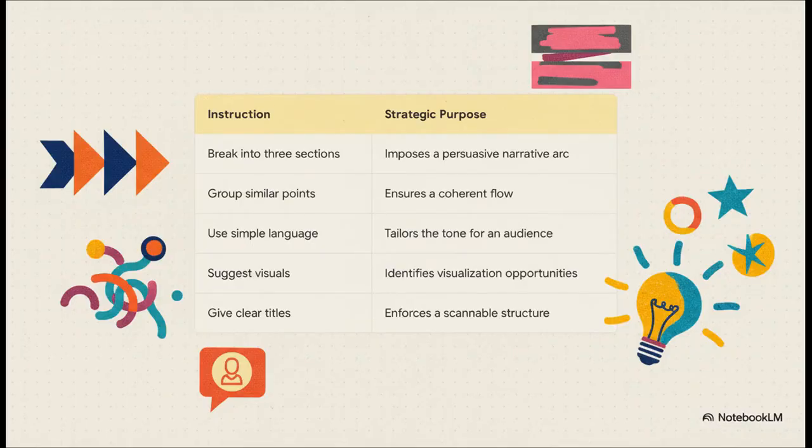Now this is what's so cool. This slide really deconstructs what makes a great prompt work. See, it's not just about telling the AI what to do, it's about the why. When you ask it to break into three core sections, you're imposing that narrative arc we just talked about. When you say use presentation-friendly language, you're tailoring the tone. And my favorite, prompting it to suggest where to add visuals, that makes the AI your creative partner.